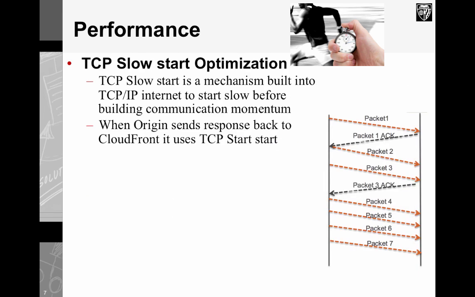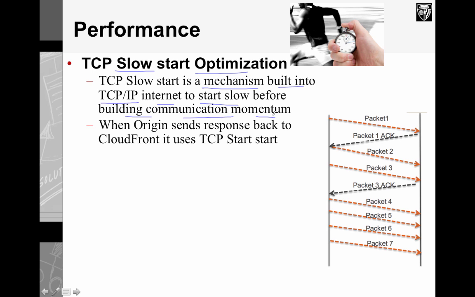CloudFront also uses TCP slow start optimization in order to improve performance. In order to understand TCP slow start optimization, first of all, we need to understand what TCP slow start is. TCP slow start is a mechanism that is built into TCP/IP internet to start slow before building communication momentum between the client and the server.